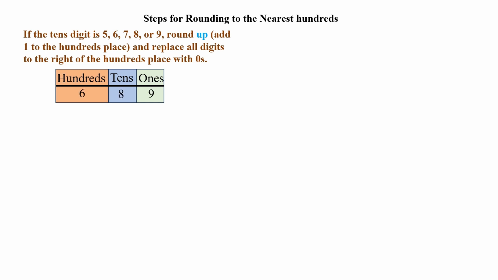If the digit in the tens place is 5, 6, 7, 8 or 9, round up. That is, add 1 to the hundreds place. Now here is a place value chart with hundreds, tens and ones. The number is 689. Since the number in hundreds place is 6, you add 1 to it and replace 8 and 9 by zeros. So the number becomes 700. That is, 689 is rounded to 700.